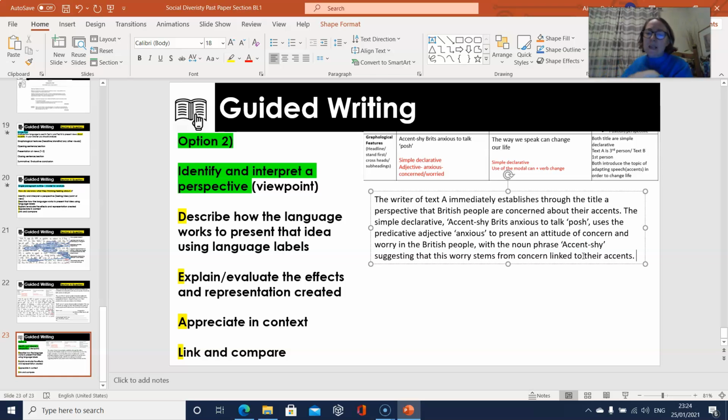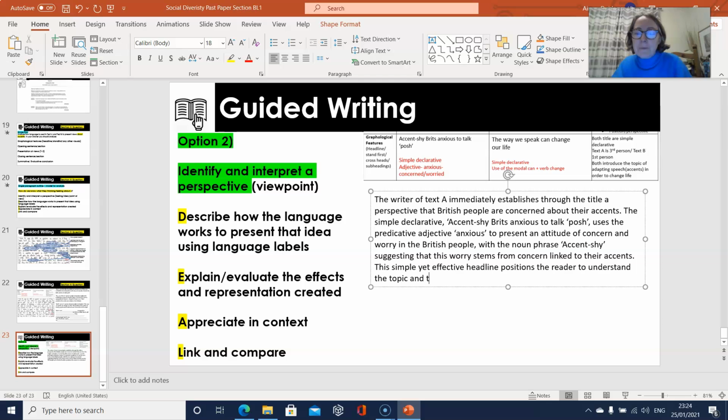So we've talked about representation. So we could say this simple yet effective headline positions the reader to understand the topic and tension of the article. I go too quick for you guys, of the article.